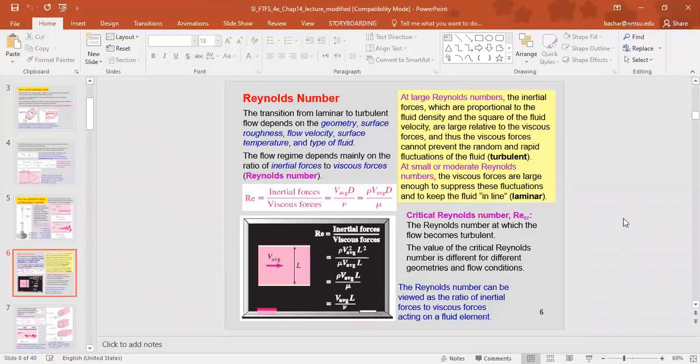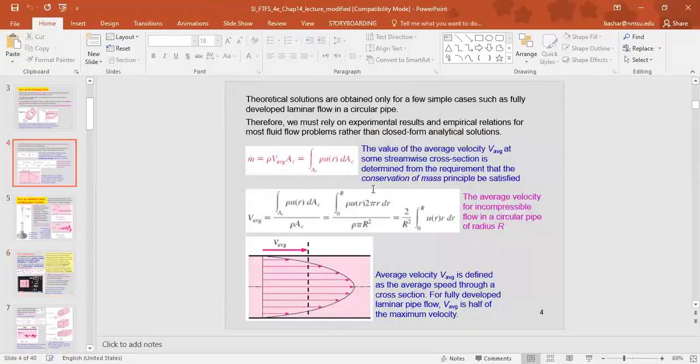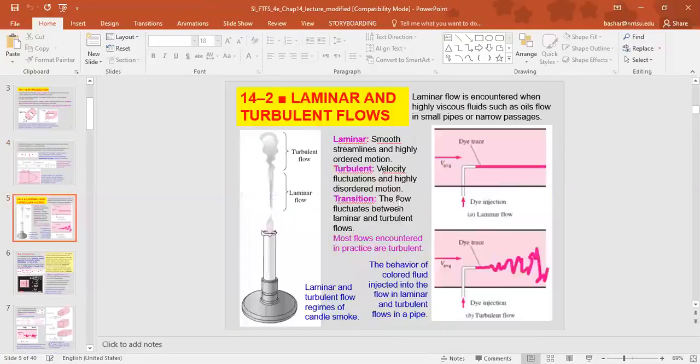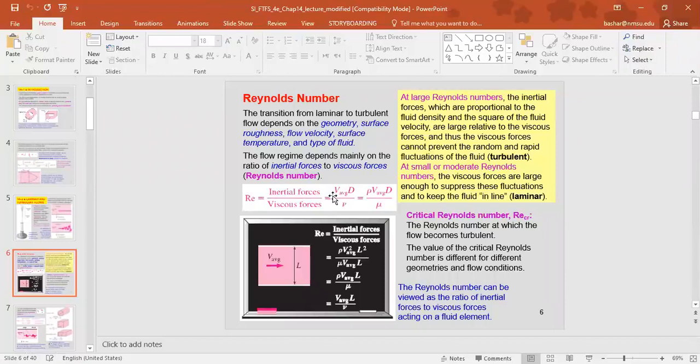The parameter that will be used to determine whether the flow is laminar or turbulent is the Reynolds number. The Reynolds number represents the ratio between inertial forces to viscous forces, and is given through these two forms. There are other forms based on the mass flow rate, which can be related to the average velocity to the mass flow rate or the volume flow rate, as we showed in this slide here. But the forms here are in terms of the average velocity, the diameter, and the kinematic viscosity or the dynamic viscosity.